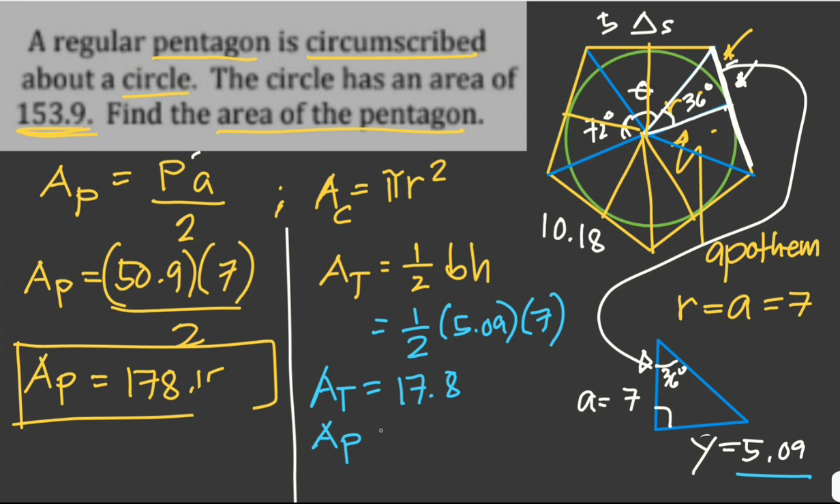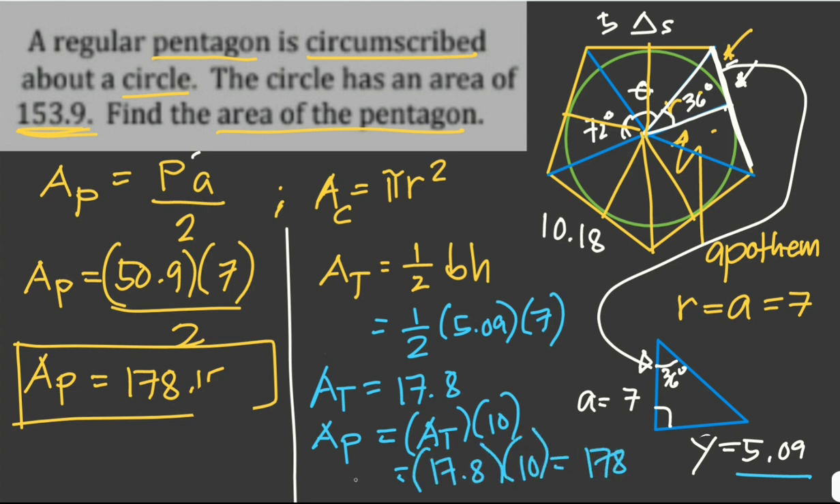And now the area of the pentagon is just the area of the triangle times 10. So this is 17.8 times 10. Still we get approximately 178 for the area of the pentagon. We didn't get the exact value here because I rounded off. So you should not round off before you get the final answer.